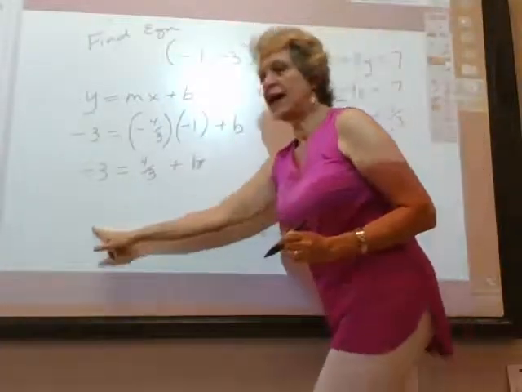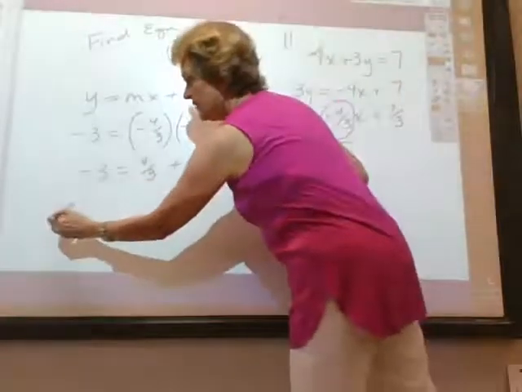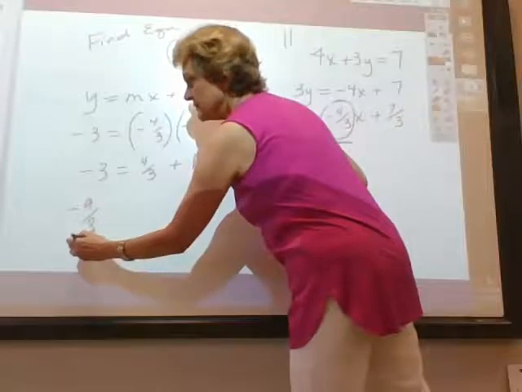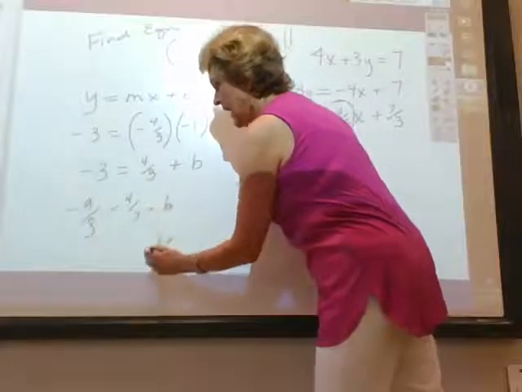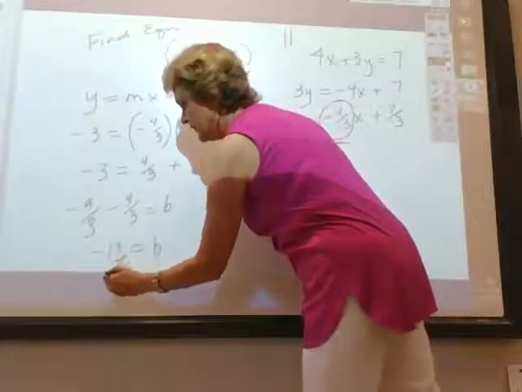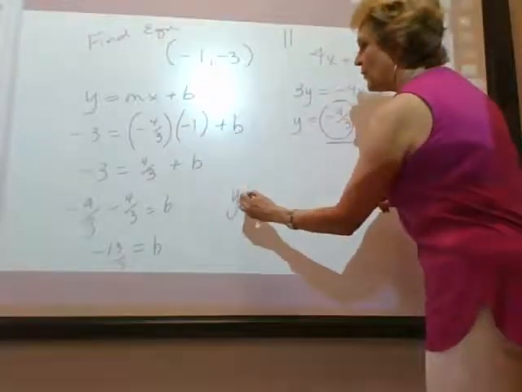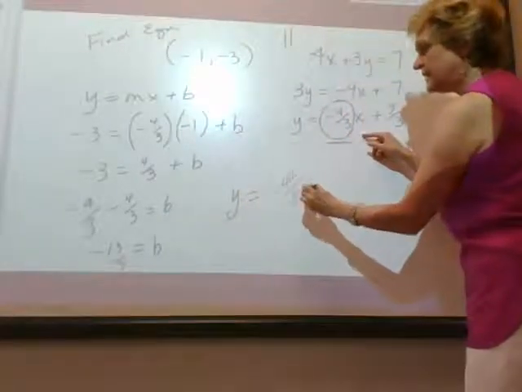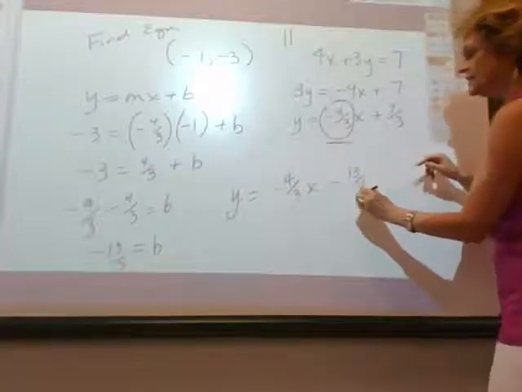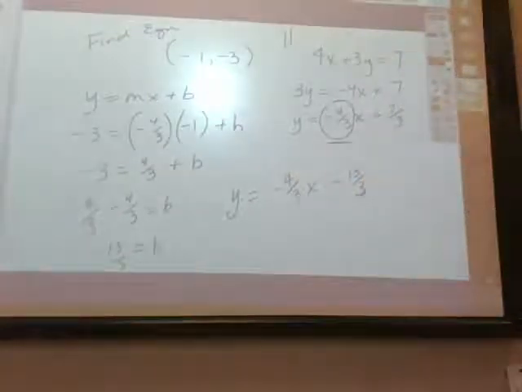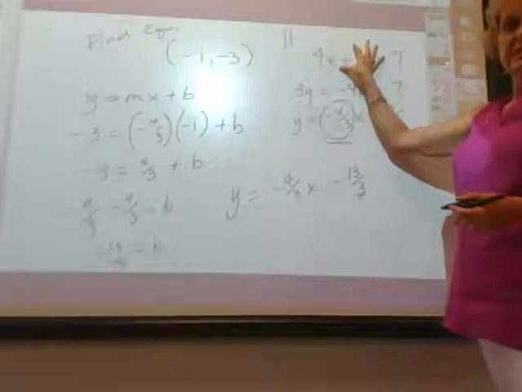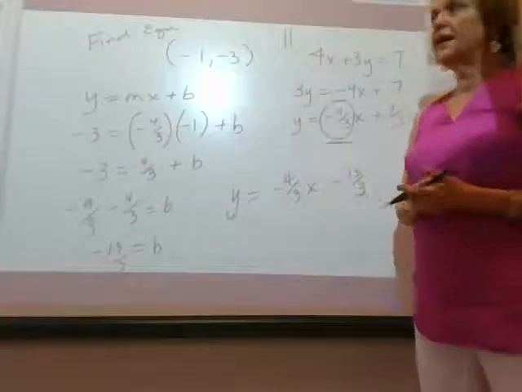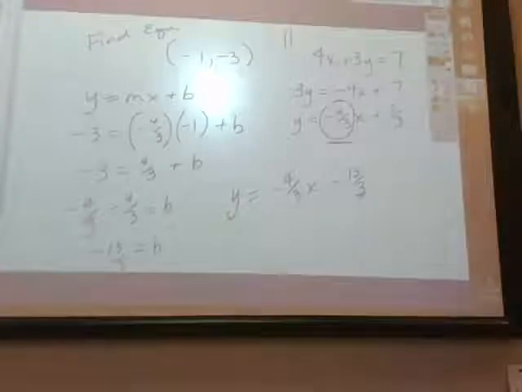All right, so I'm going to subtract, okay? So I'm going to turn negative 3 into what? Negative 9/3, right? 3 into 9, all right? Subtracting 4/3. And so b is negative 13/3. So very weird equation, but y equals negative 4/3 x minus 13/3. And like I said before, leaving it in proper form is fine. Okay, and this is the equation of the line that is parallel to this one, same slope, and goes through that point.